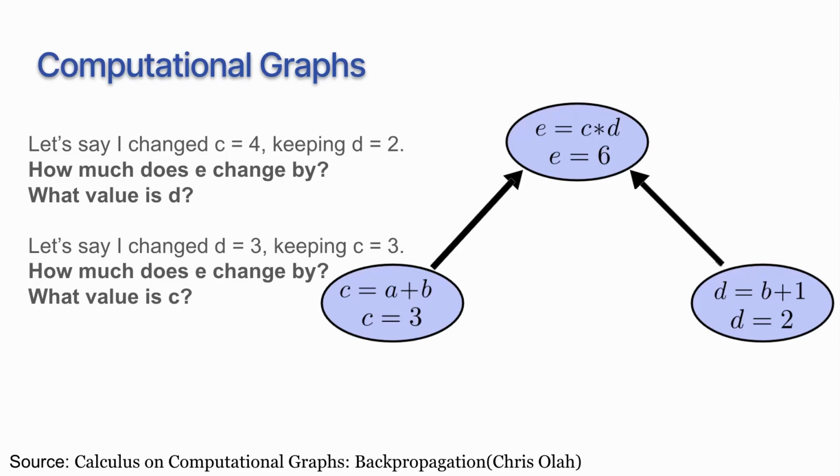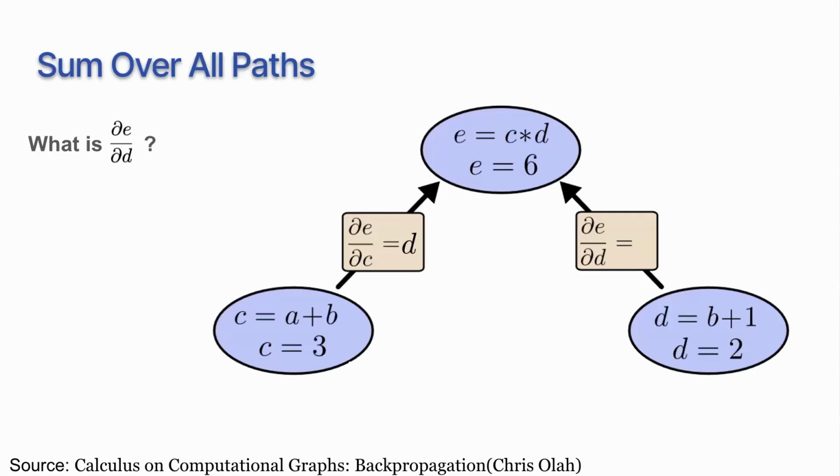For D, or for E, yeah. And how about the bottom one? How about for C? That one. Okay, and then we can quantify this change using, like you said, derivatives. So in this case, what would be the derivative for E, or the derivative of E with respect to D?